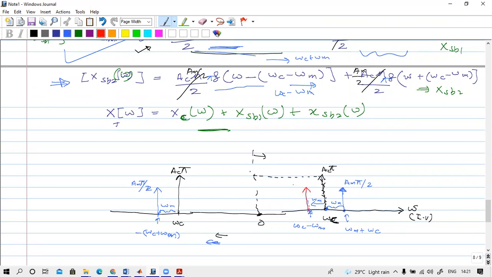This impulse is here. It is AM 5 by 2. And in the same manner, if you consider this impulse, it is omega C minus omega M, shifted this way. So if I get omega M distance on this side, this point will be omega C minus omega M. And here is this impulse, it is AC 5 by 2. So this is the carrier frequency domain representation, and this is the second sideband representation, and this is the first sideband representation. So the total spectrum, we will get like this.